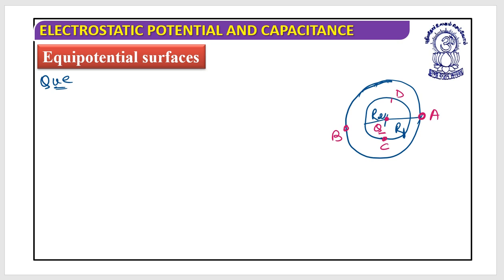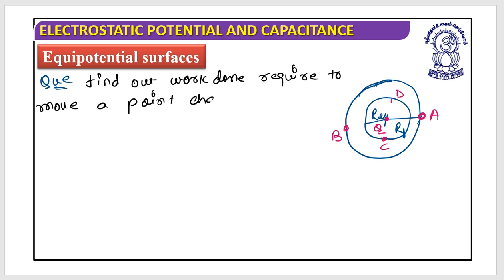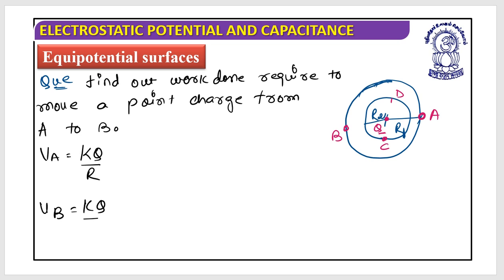Now what they ask is to find out the work done required to move a point charge from A to B. So first tell me, potential at A, what is it? It's kq by r. Potential at B, again it's kq by r, because both are on the same surface. As both are on the same surface, work done should be 0, because work done is equal to q into bracket Vb minus Va, and as these two are on the same surface, the difference would be 0. So work done would be 0.